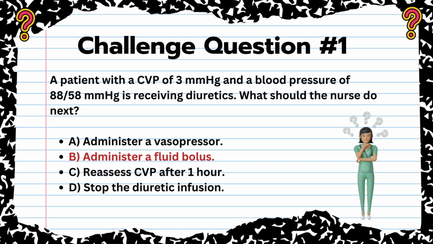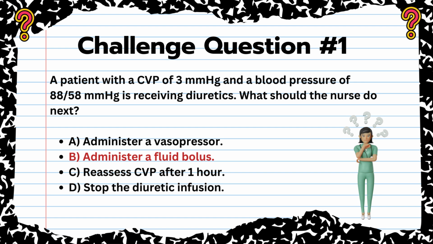So maybe some of you said stop the diuretic infusion, and why is that one wrong? Stopping the diuretic might be considered if there is a concern about volume depletion. However, this alone will not immediately address the low blood pressure or the potential hypovolemia. They have already lost fluid. Their fluid is low, but it is within normal, right? And their blood pressure is low. So we need to get it up so that we can perfuse and send blood, oxygen and nutrients to all of the tissues in the body.